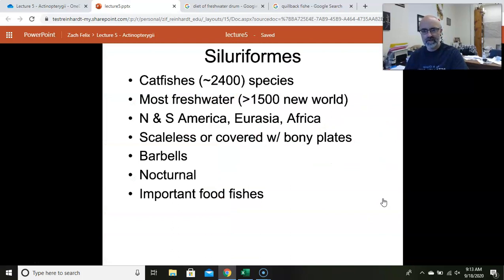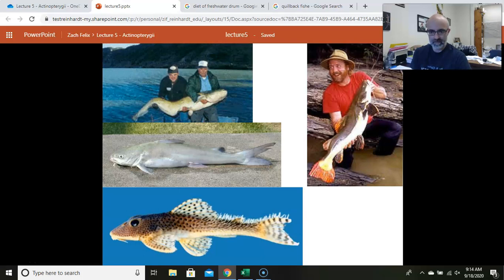Very cool fish. Siluriformes is the next order of fish. These are the catfishes. A very abundant and diverse group around the world, more than 2,400. So there's probably almost as many catfish as there are amphibians in the world. I think I might have misspoken there, but there's a lot. Mostly freshwater. We would see those barbels. They are basically nocturnal, living on the bottom of the creeks and rivers, and that's what the barbels are for. And just so many different species.